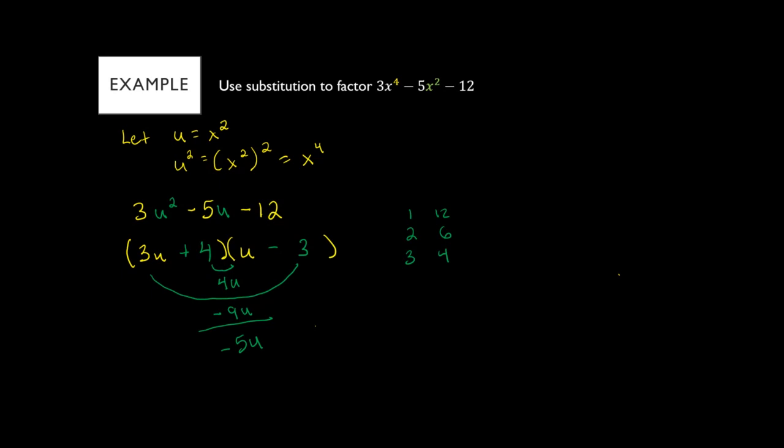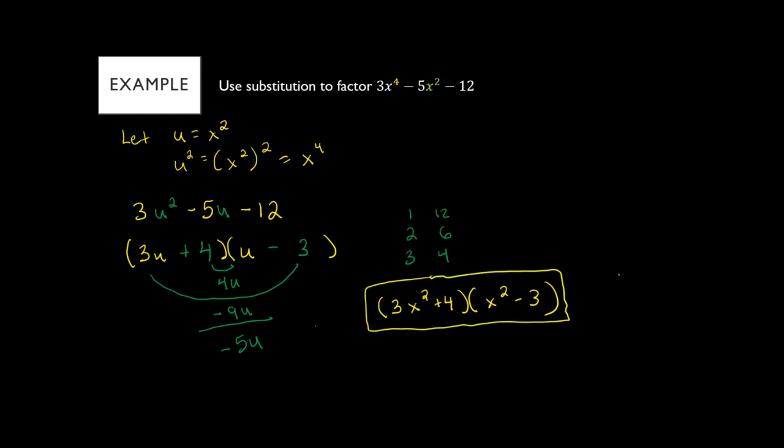But once I've done that, then I just need to replace u with x squared. So I have 3, and then instead of u, it's x squared plus 4, and then x squared minus 3. And with the x squareds, you would see if you could factor them again using that difference of squares, which is in the next section from this one. But neither of these can be factored further, so that would be your final answer.